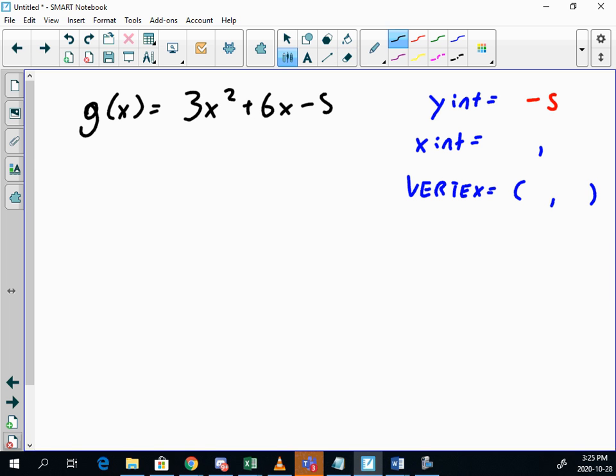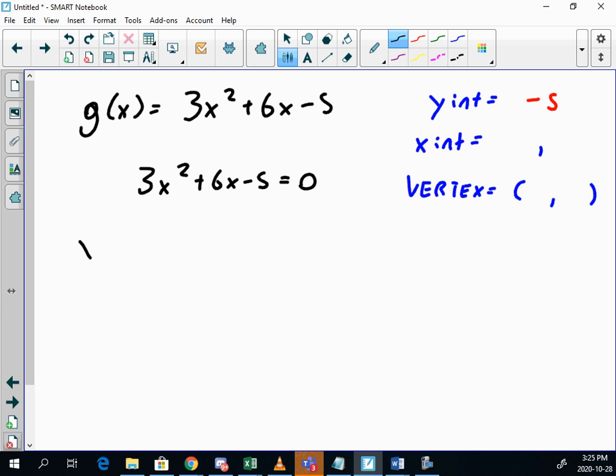To find the x-intercepts, I have to solve the quadratic equation 3x squared plus 6x minus 5 equals 0. Now, if I check the discriminant on this guy, what do I get? Quickly in my head, I get 96, I think. So that's a little bit troubling. 96 is not a perfect square. Let's use the quadratic formula to solve this.